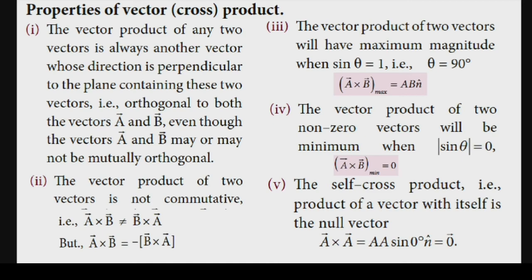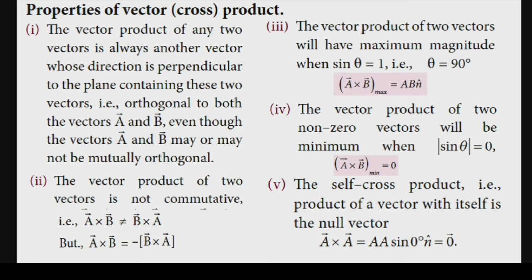Then the vector product of two vectors will have maximum magnitude when sin theta is equal to 1, that is theta is equal to 90 degrees. So A vector cross B vector is equal to AB n cap. The vector product of two non-zero vectors will be minimum when sin theta is equal to 0. A vector cross B vector is equal to 0.